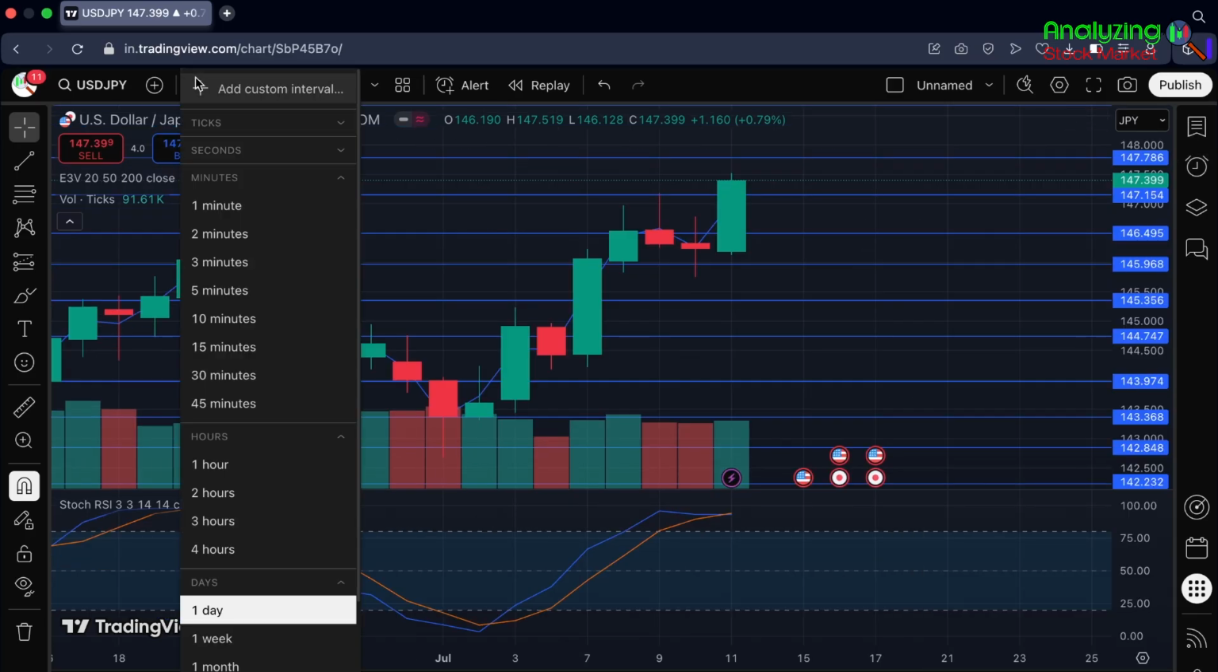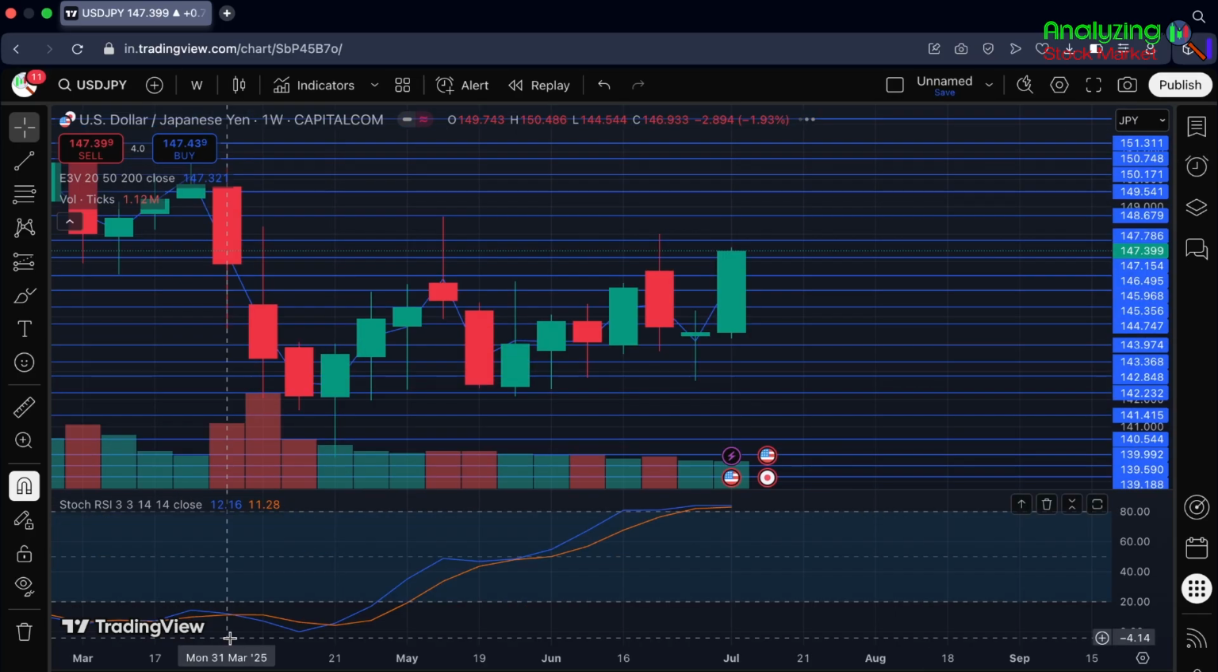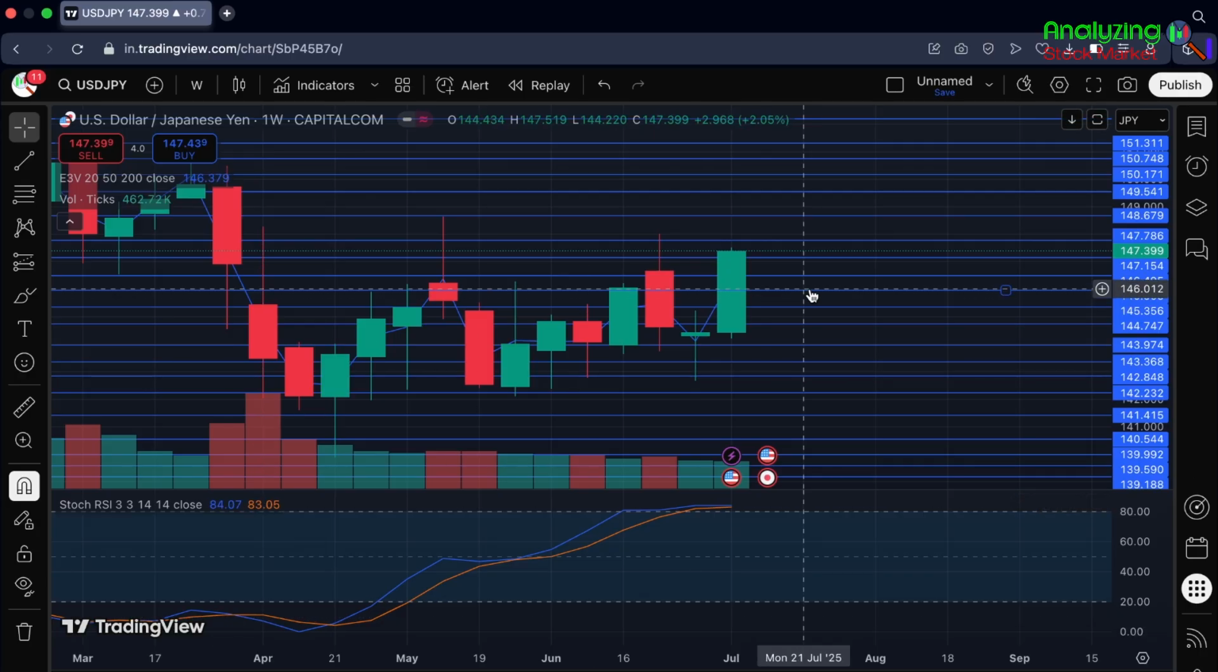Here, as you can see, I'm opening the weekly chart. So here is the weekly chart. In this weekly chart we can see a big bullish candle with a big body, and the upper and lower wicks are very small. Here the stochastic RSI is in the overbought area, indicating a negative move.